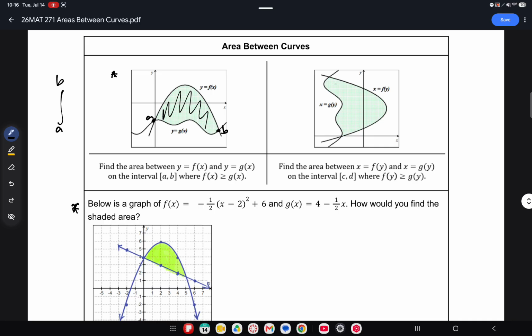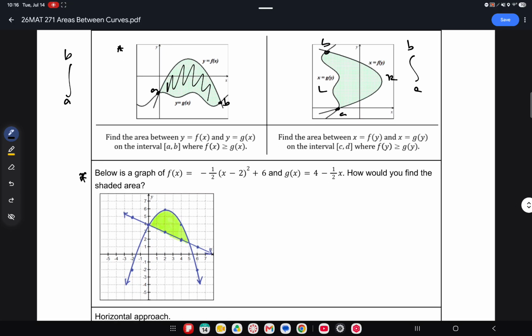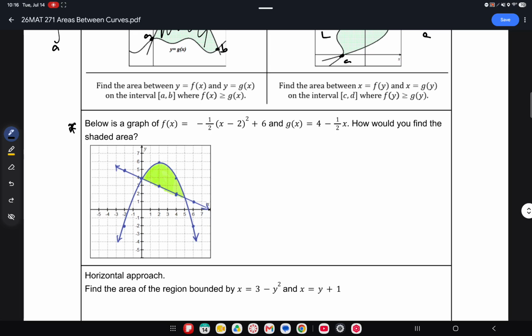And if we have something more vertical here, right, looks more like we have a right function and a left function, we do something a little bit different, and our bounds can still be from A to B, but we'll be using y values instead. All right, so let's get into this little discovery piece here.